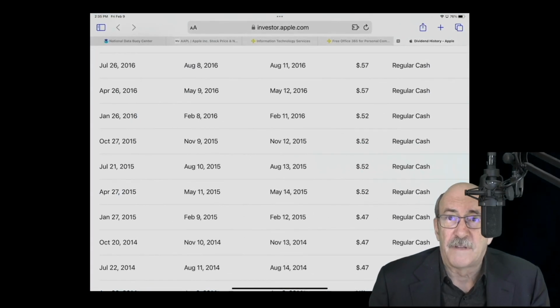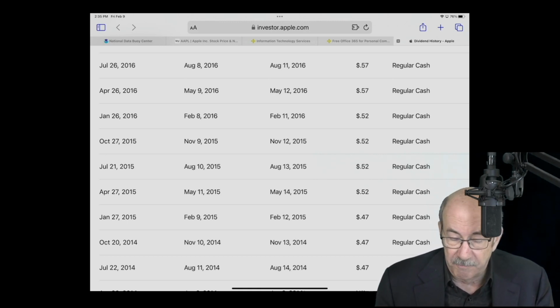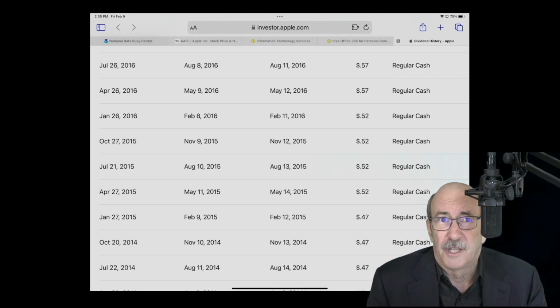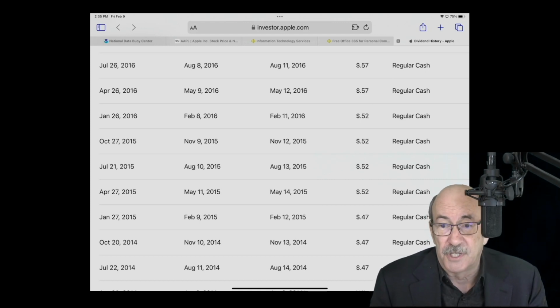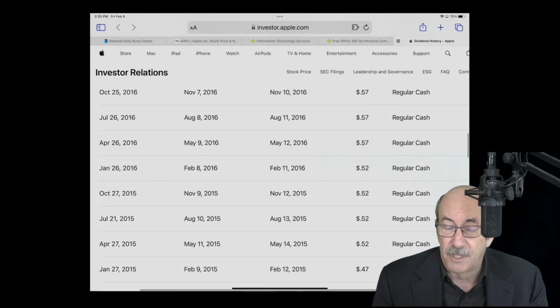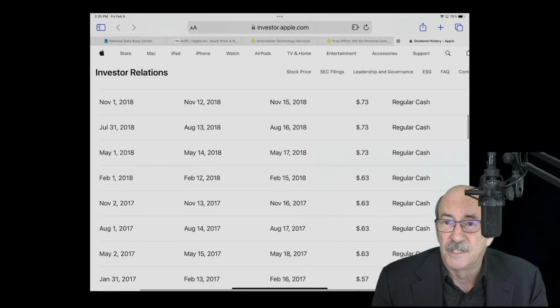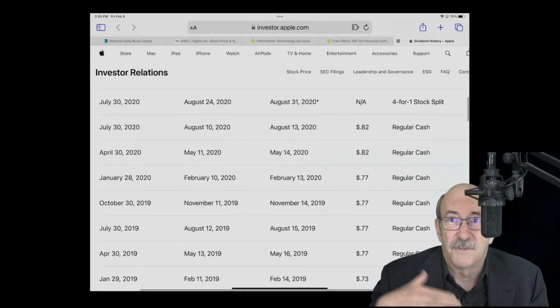This is actually off of Apple's investor relations page, but it's available in multiple other locations. But back here, prior to 2012, they had a rather spotty history, and they actually had cut their dividend entirely. After 2012, though, then they went back to a much more consistent pattern. So here we are in 2014 at the bottom, 47 cents every quarter. Then the next year they bumped it up to 52, and then 57, and then 63, and then 73. You can see this very steady.